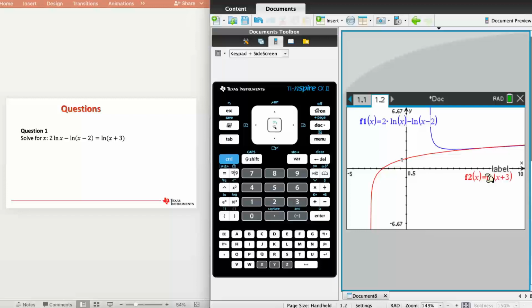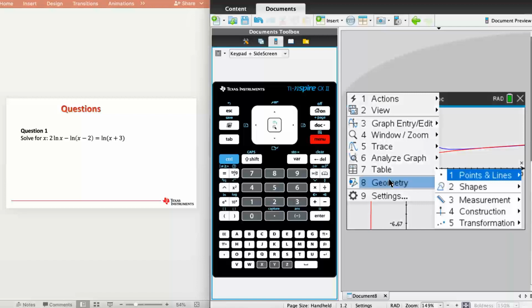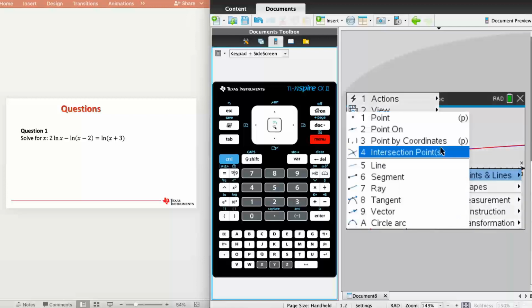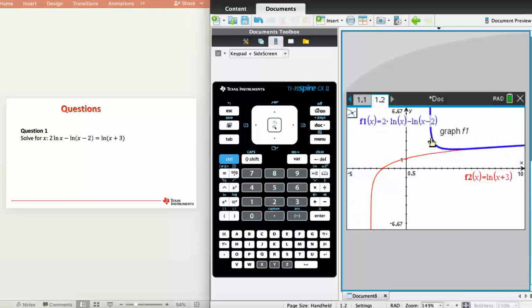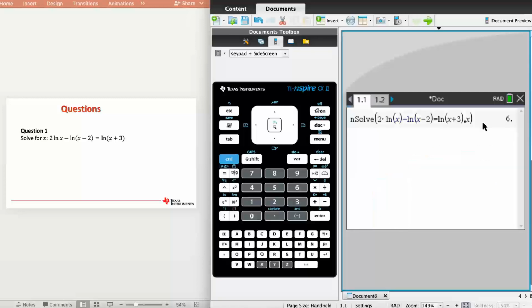Now, I can use the Analyze Graph tools here, but I'm going to use the Geometry tool just to ensure that I've found all of the possible solutions. So we go Menu, Geometry, Points and Lines, and let's look for intersection points. Select both graphs, Escape to get rid of the tool, and the intersection point is the point 6 and 2.2. So definitely what I've done here is verified that my solution of these two equations is at the point where x is 6.